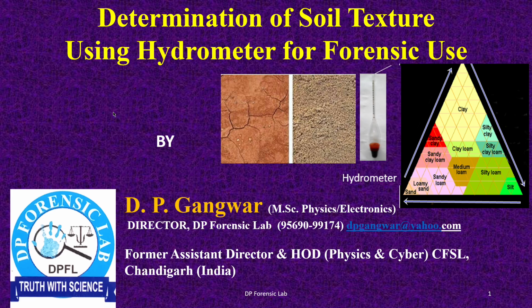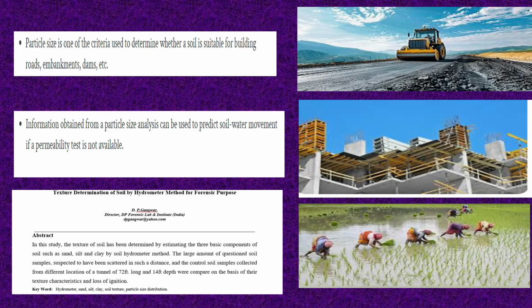Today I brought a video on the determination of soil texture using the hydrometer. The hydrometer is one of the best techniques for particle size analysis. This technique is mostly used in agriculture, road construction and other areas. In forensic science, it is rarely used. I have applied this technique for forensic comparison of soil samples in many cases successfully.